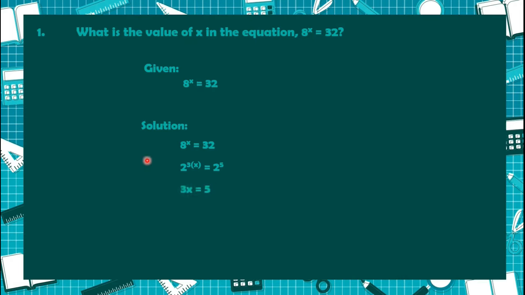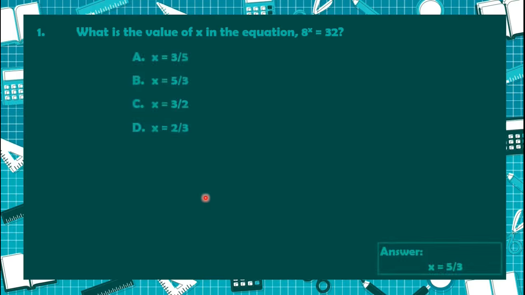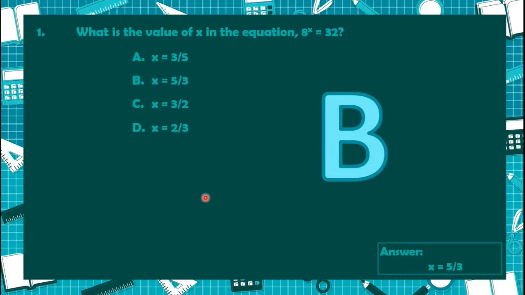Then we can cancel both bases, which is 2. Then we have the remaining 3x equals 5. And we divide both sides by 3. So the value of our x is 5/3. So for this item, our final answer is letter B.